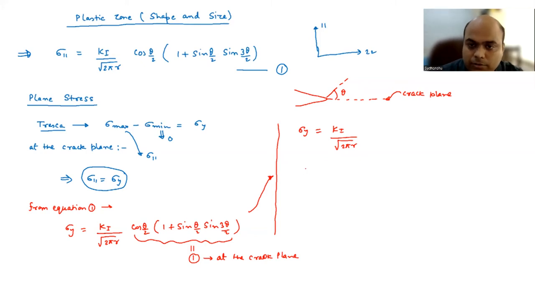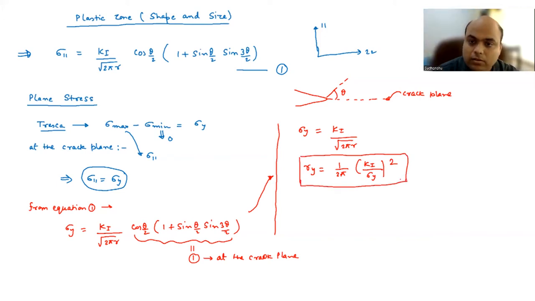Okay, so the r will be now, or let's call it ry now. Ry is 1 by 2 pi (a1 by sigma y) whole square. Okay, so this becomes your ry, which is your plastic zone size in plane stress.